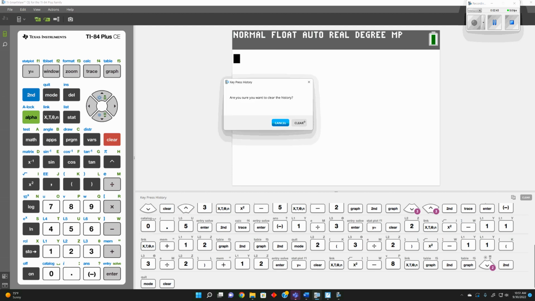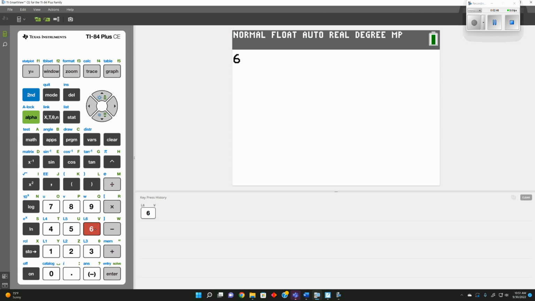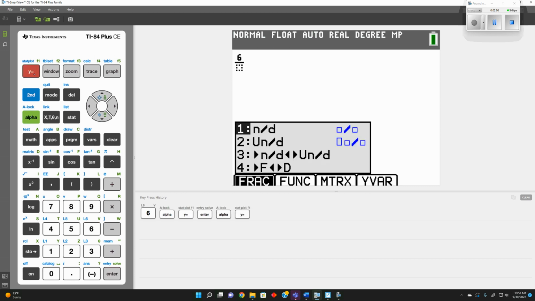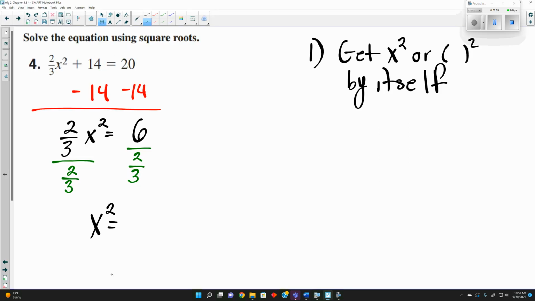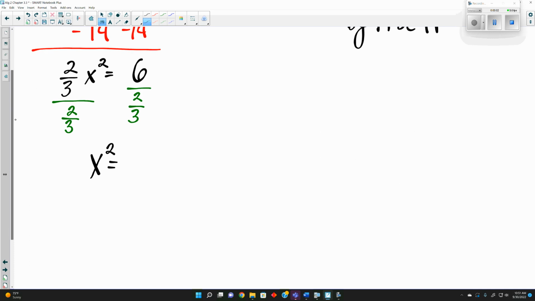Figure that out. So we can say 6 over 2/3. And if we do this here, we will get 9. So that tells us that x squared is equal to 9.